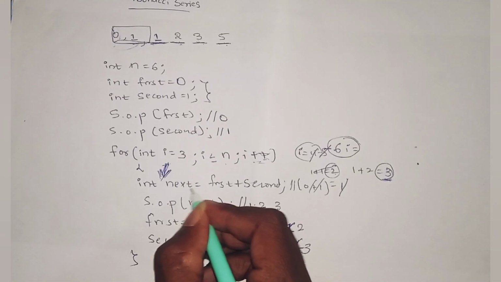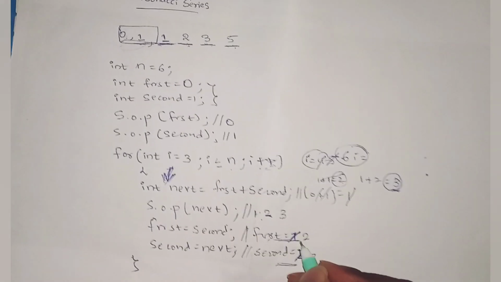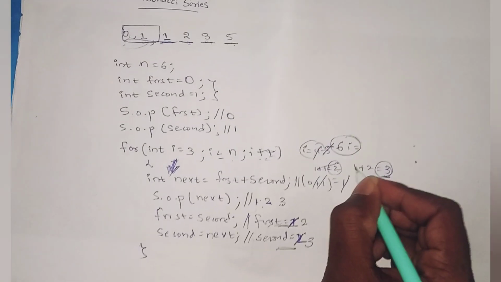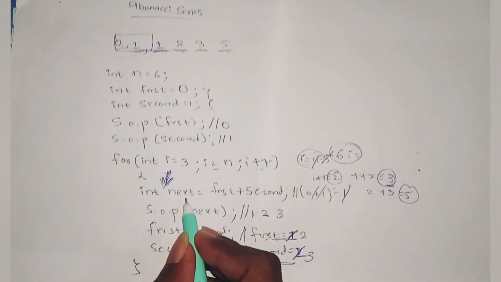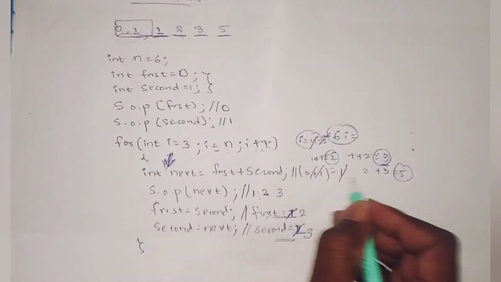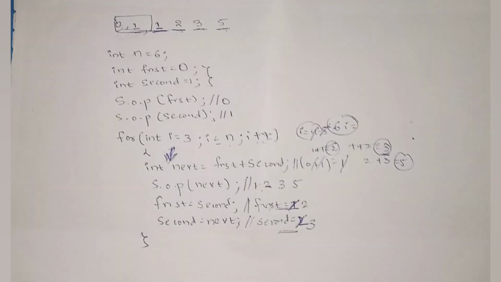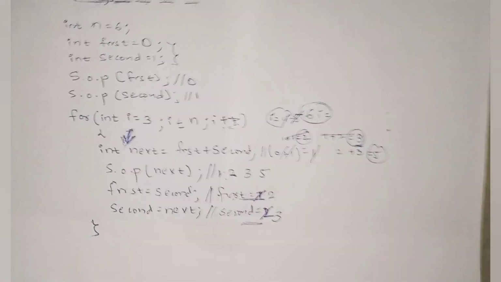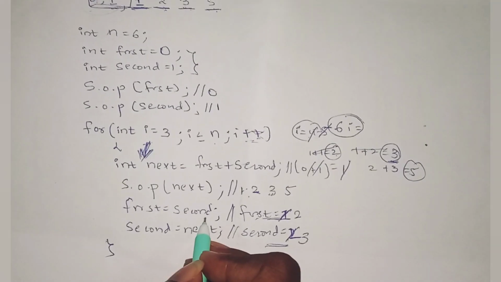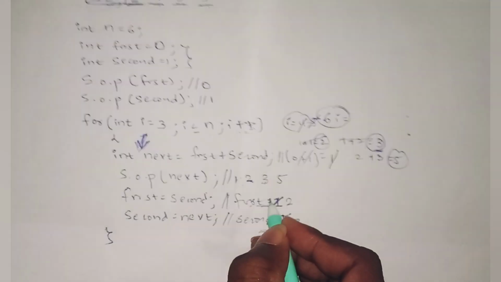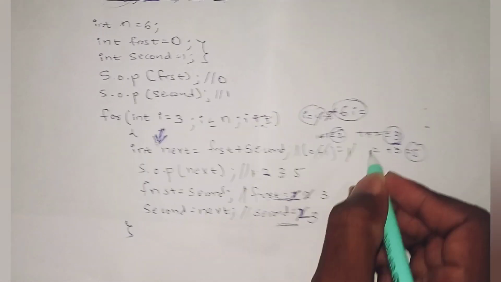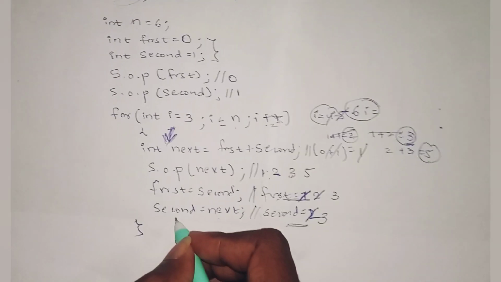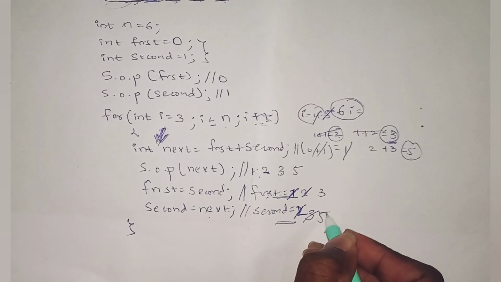And next equals first plus second. So updated values: first equals 2, second equals 3. Now here what happens? 2 plus 3 is equals to 5. So this 5 value will get stored into next. Okay. Now if you try to print next value, it gives you this 5 value. So next value is 5 now. Okay. Now what happens is first equals second. So we have second value updated is 3. Now this 3 will get stored into first. So here first becomes 3. Second equals next. So next updated value is 5. So this 5 will get stored into second.